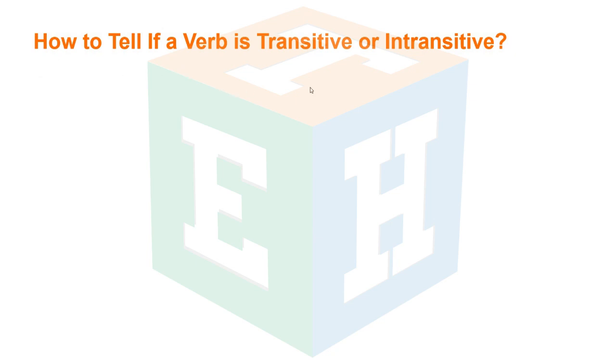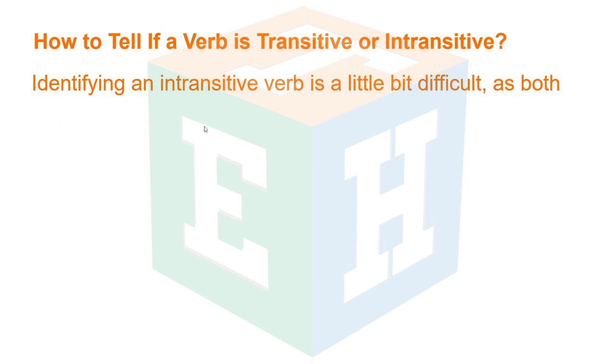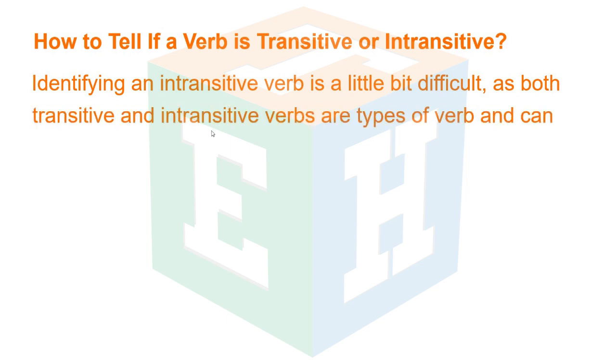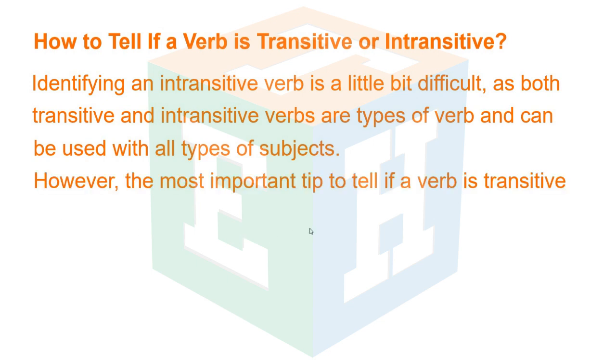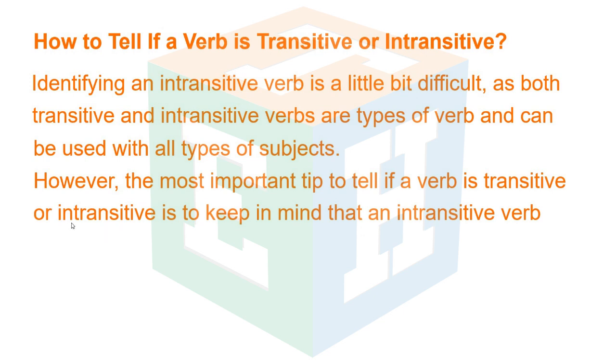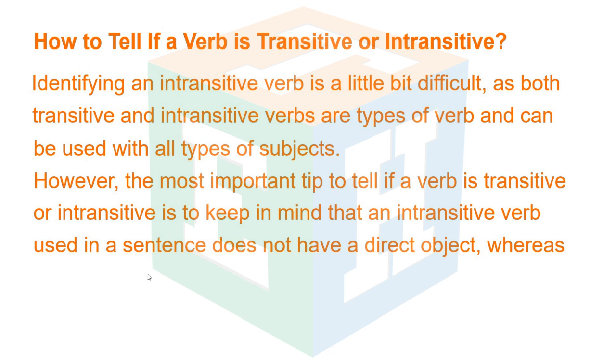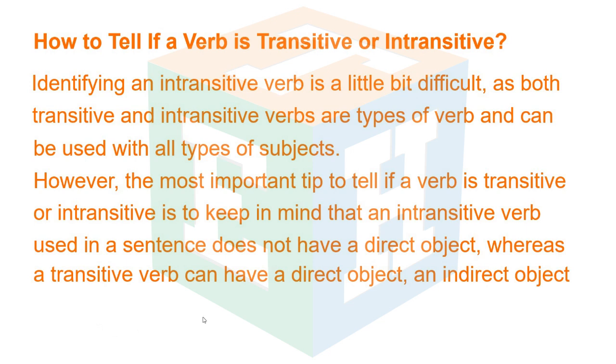How to tell if a verb is transitive or intransitive? Identifying an intransitive verb is a little bit difficult, as both transitive and intransitive verbs are types of verbs and can be used with all types of subjects. However, the most important tip to tell if a verb is transitive or intransitive is to keep in mind that an intransitive verb used in a sentence does not have a direct object, whereas a transitive verb can have a direct object, an indirect object, or both together.